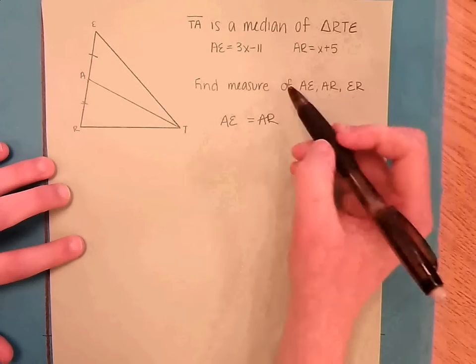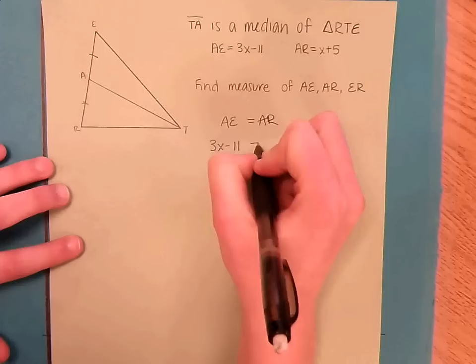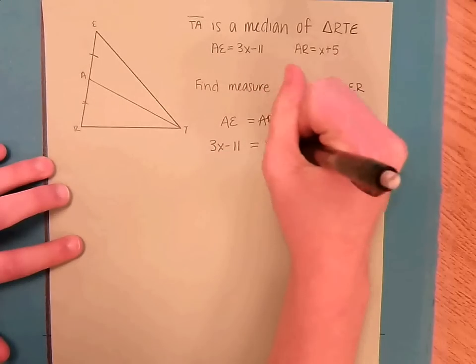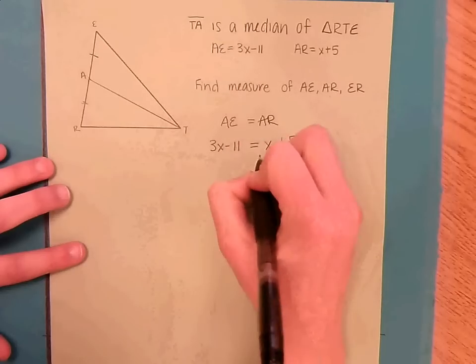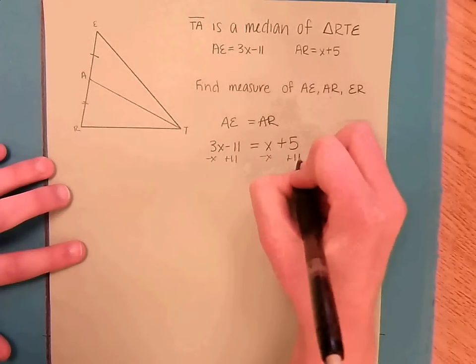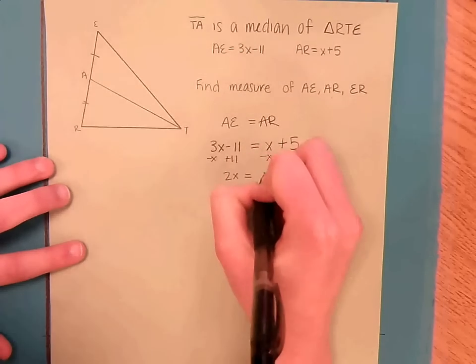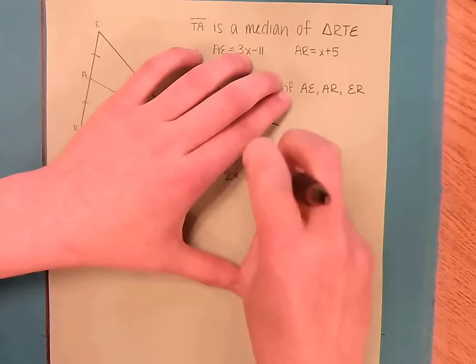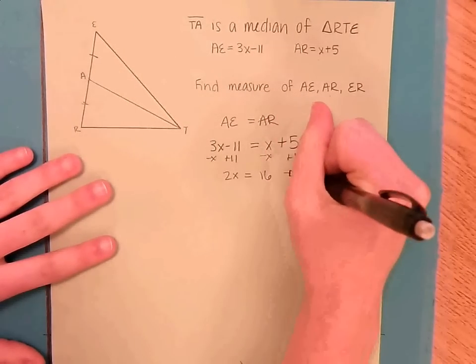So then you plug in. 3x minus 11 equals x plus 5. Just like that. And we're going to subtract over just like we did in the previous problem. So I'm going to subtract x, add 11, and that is going to give me 2x equals 16, my bad. And then that'll give you x equals 8.